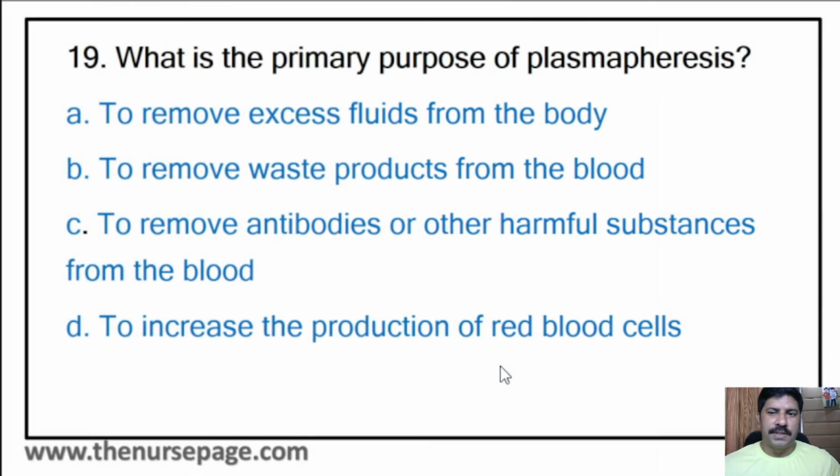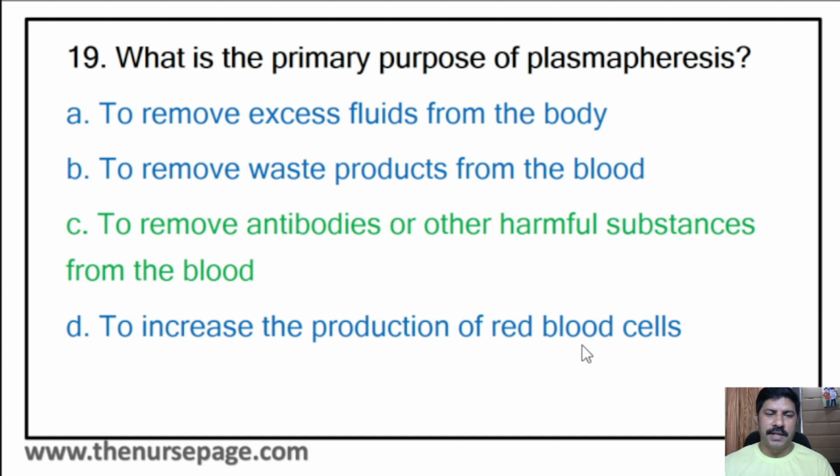So 19th question, it will be the last question today. What is the primary purpose of plasmapheresis? To remove excess fluid from the body, to remove waste products from the blood, to remove antibodies or other harmful substances from the blood, to increase the production of RBCs. So the main purpose of plasmapheresis is to remove antibodies or other harmful substances from the blood.